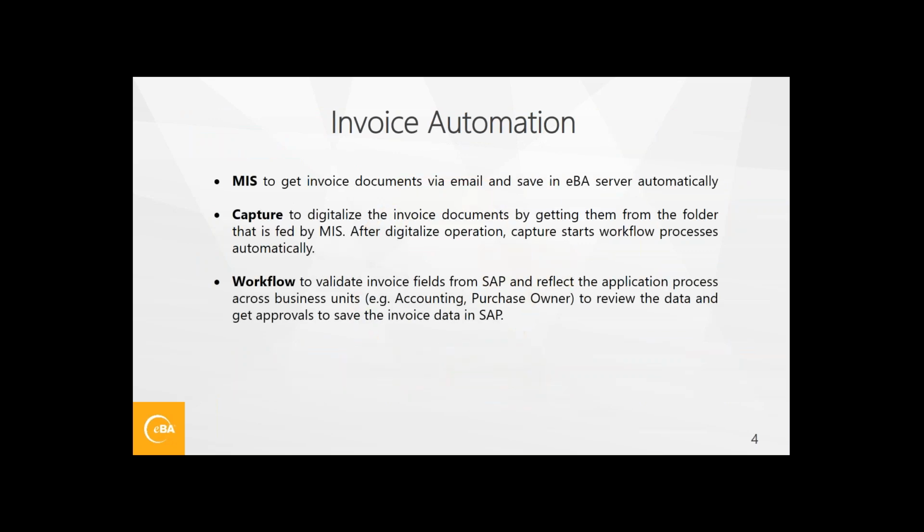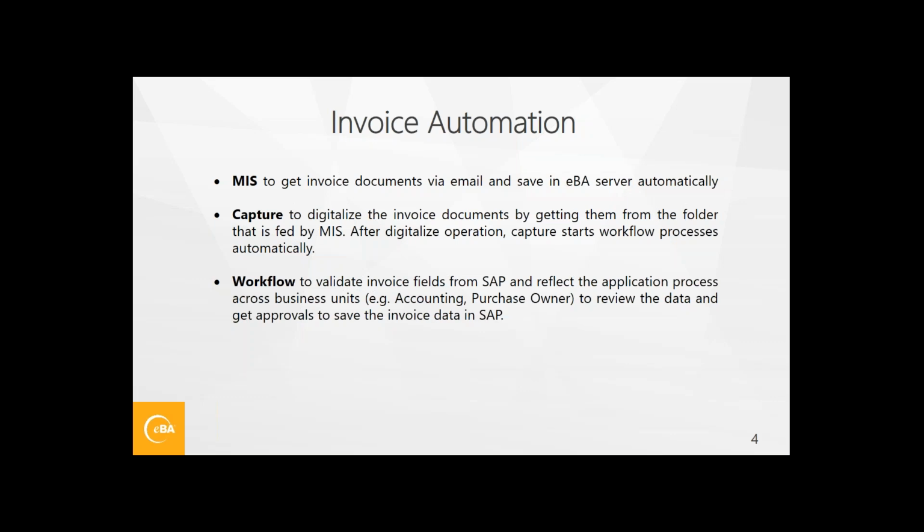MIS means Mail Integration Server, and with this feature, we can get invoice documents via email and save them in the eBA server automatically. We also have the Capture module in this process. It is for digitalizing the invoice documents, getting them from the folder that is fed by MIS. After the digitalization, we can capture and start workflow processes automatically.